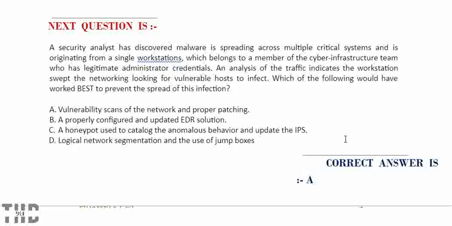Option A, vulnerability scan of the network and proper patching. Option B, a properly configured and updated EDR solution. Option C, a honeypot used to catalog the anomalous behavior and update the IPS. Option D, logical network segmentation and the use of jump boxes. Correct answer is option A.